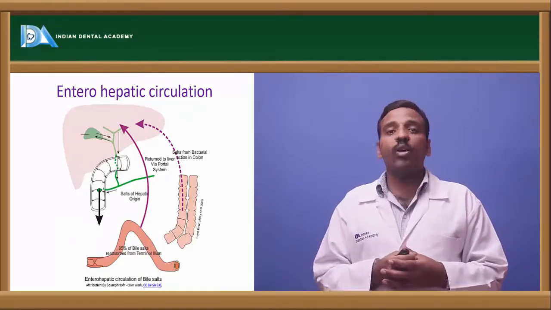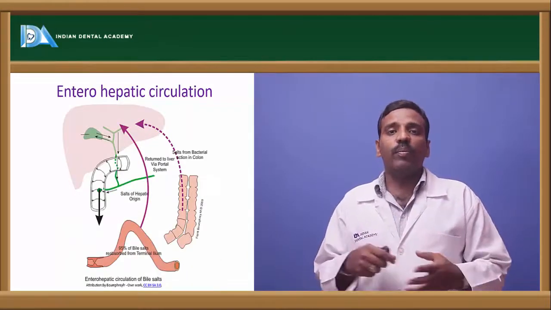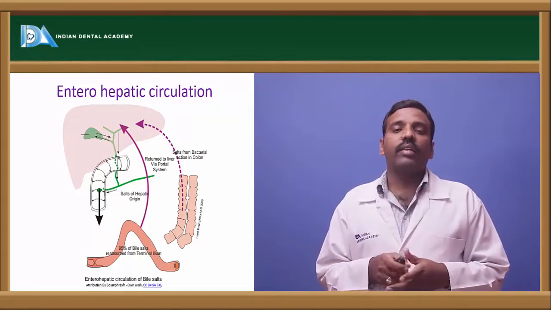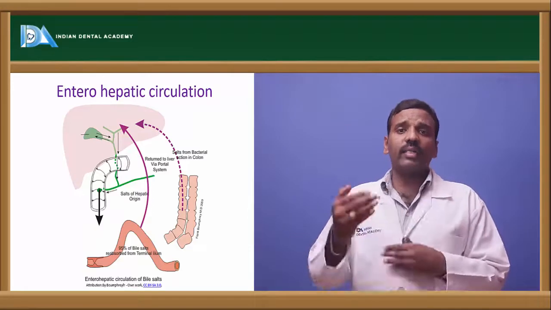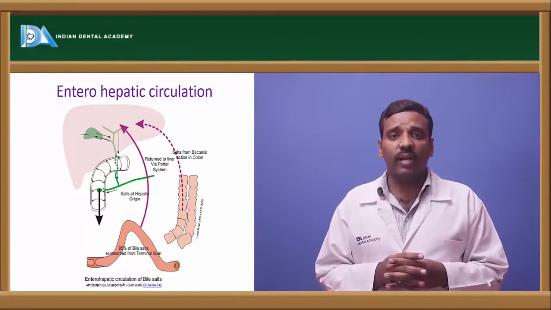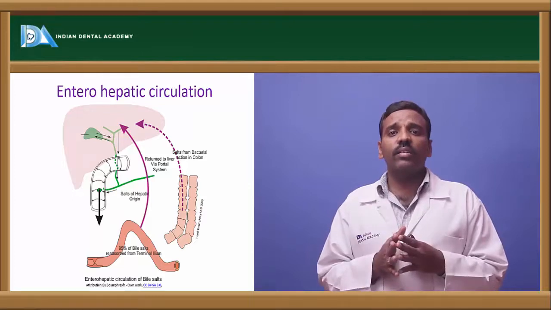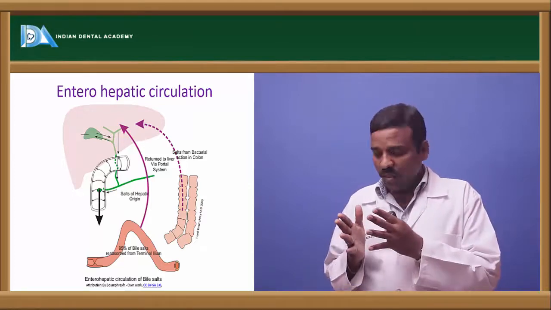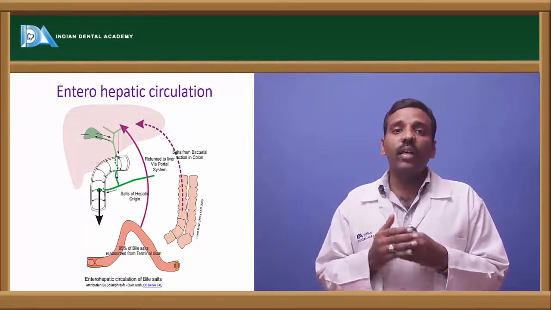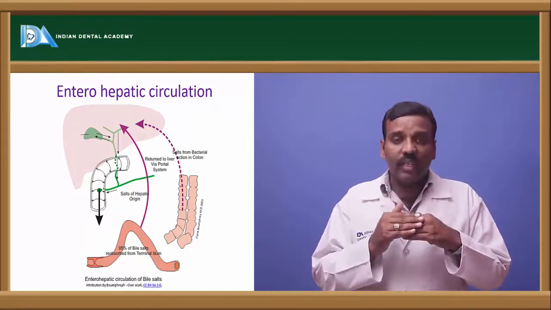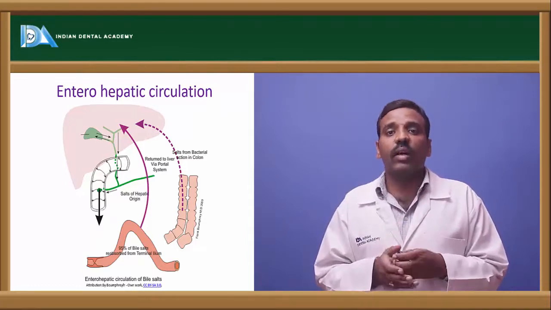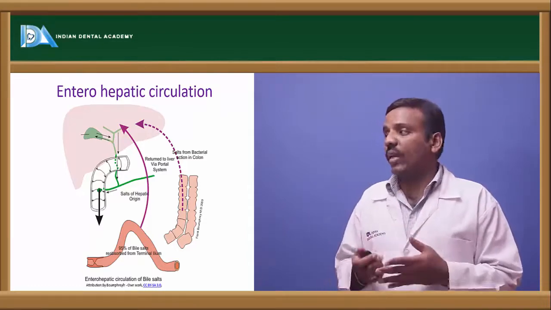And next, enterohepatic circulation. After the completion of the chyme process, after the absorption, the bile is recirculated to the liver, and that is called enterohepatic circulation. Entero in the sense enteric, meaning intestine, and hepatic in the sense liver. So from the intestine it goes back to the liver again, that's why it is called enterohepatic circulation.